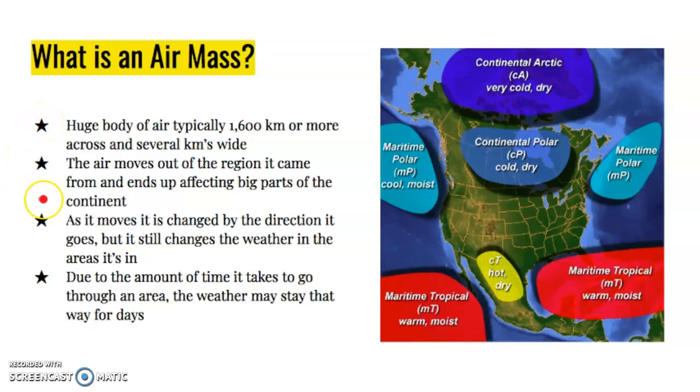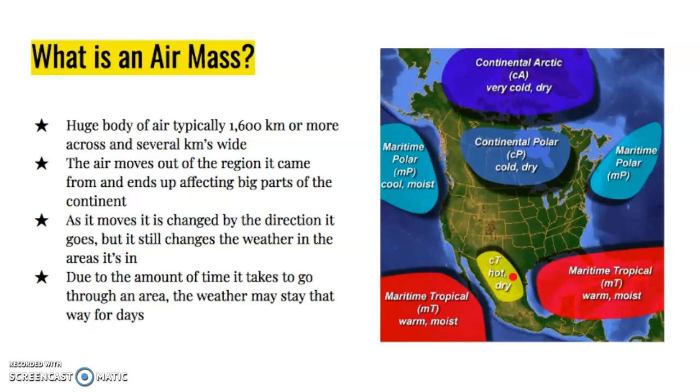The air moves out of this region that it came from. So like with the CP, continental polar area, this is an air mass, and during the summer, it can come down this way. And that is what this is talking about. It ends up affecting this area by bringing that cold air and mixing with the fronts or air masses that are down here.